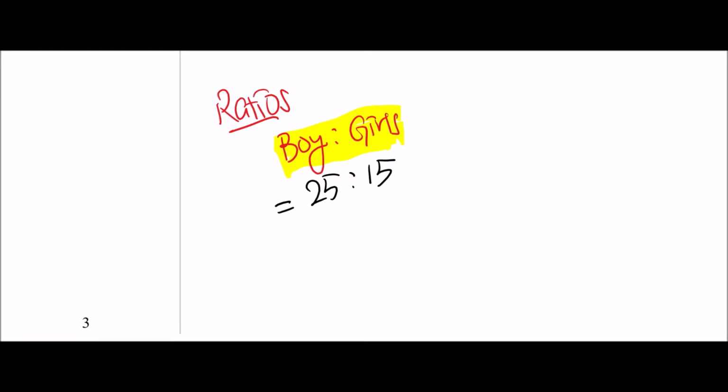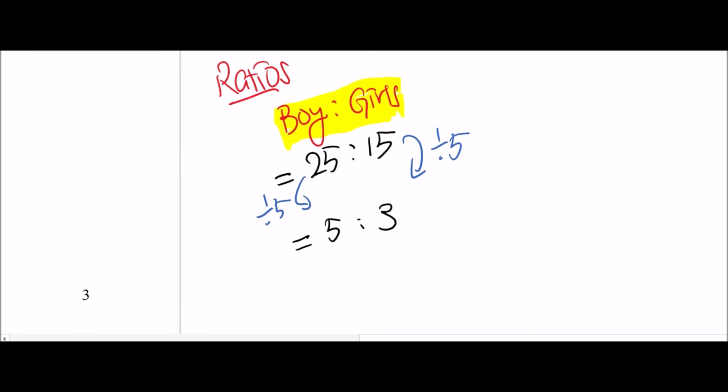However, we also learned in the previous video that we cannot simply leave our answers as such. We need to reduce the ratio to the simplest form. In this case, I realized that I can divide both sides by 5 to give me 5 is to 3. Now, what does this 5 is to 3 mean?